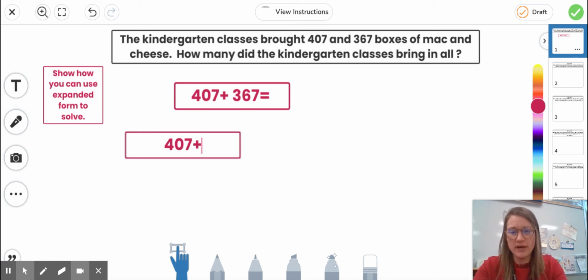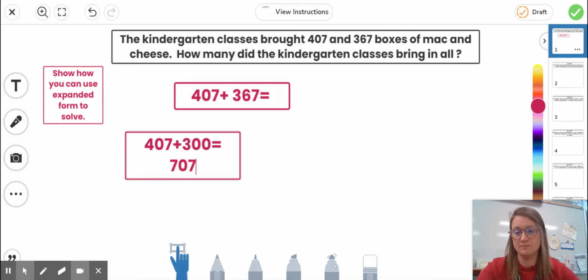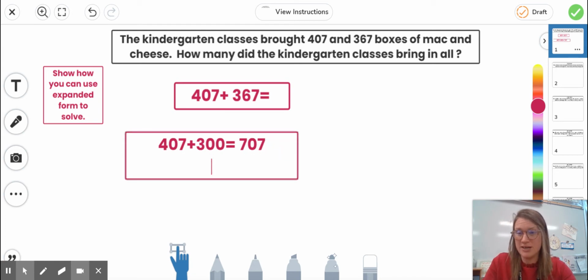So if I do 407, so I see here 300 plus 300. So that would be 507, 607, 707, right? So if I'm adding up 407 plus 300, I'd be at 707. So that's where I am now. I don't go back to 407 again. I'm just adding on until I've added everything that I expanded out from 367, right?